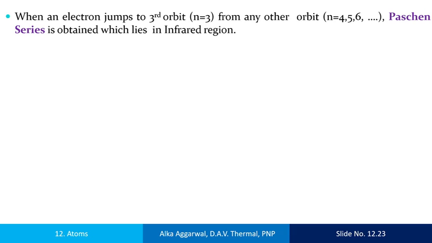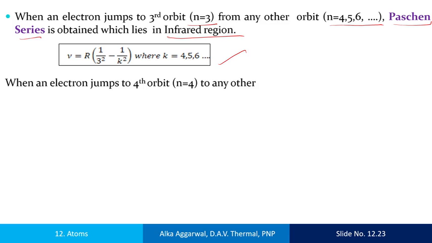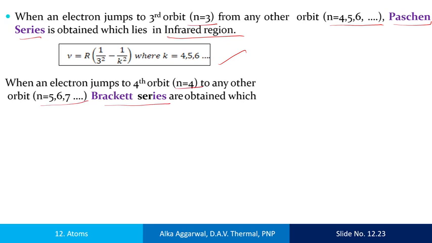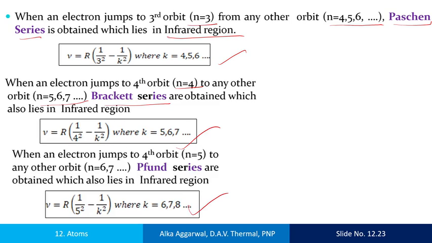When the electron jumps from the 4th, 5th and 6th orbits to the third orbit, the series produced is the Paschen series, which lies in the infrared region, and from these formulas one can find the wavelength for the Paschen series. When it jumps from the 5th and 6th orbits to the 4th orbit, the Brackett series is produced, and similarly when it jumps from the 6th and 7th orbits to the 5th orbit, the Pfund series is produced. Both series lie in the infrared region, and we use this formula for the Brackett series and this formula for the Pfund series.